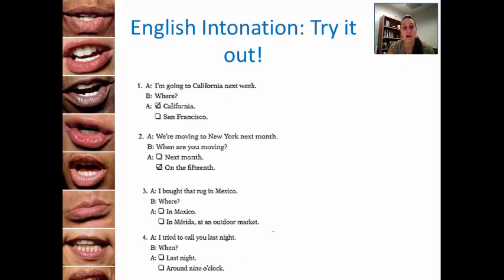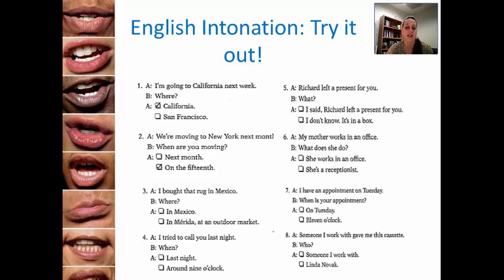Same thing. I tried to call you last night. When? Around 9 o'clock. I tried to call you last night. When? Last night. Okay, so hopefully you can tell the difference, and that's what you're going to be looking for in your oral language analyses.